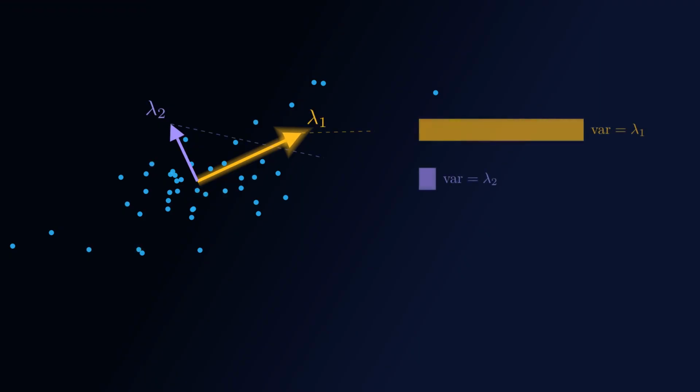And these eigenvalues aren't arbitrary either. Each eigenvalue is precisely the variance of the data along its eigenvector. The bigger the eigenvalue, the more the data spreads in that direction. So now we can rank our directions by importance in a completely principled way.